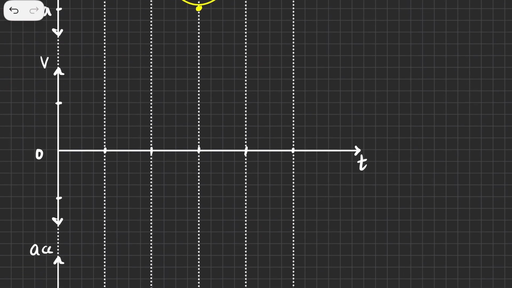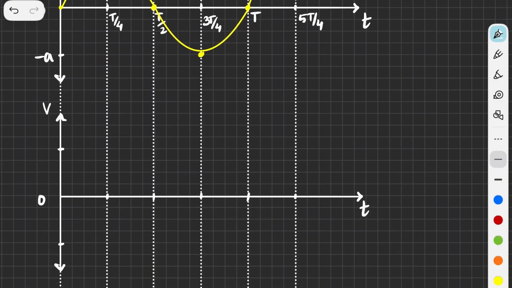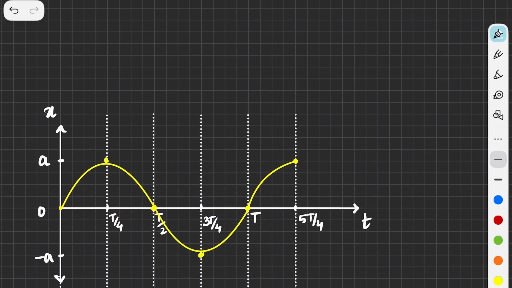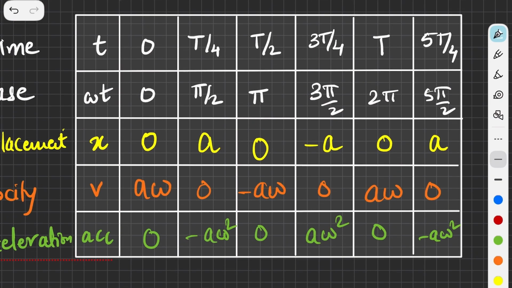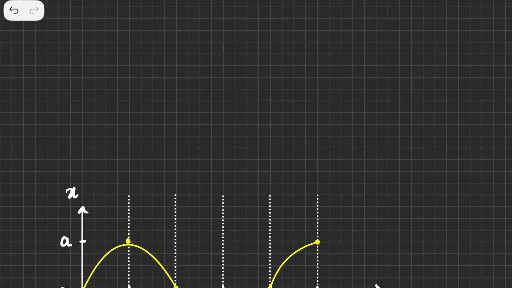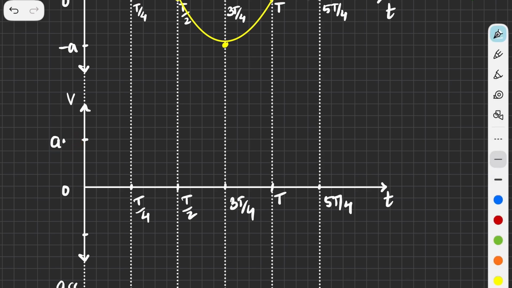Before that, I'll just club all the axis points. So the axis points are t, this is t by 2, this is t by 4, this is 3t by 4, and this is 5t by 4, and this is 0. The maximum value is a omega on the positive side, and on the negative side it is minus a omega. So it would look something like this. This is a omega, this is minus a omega.